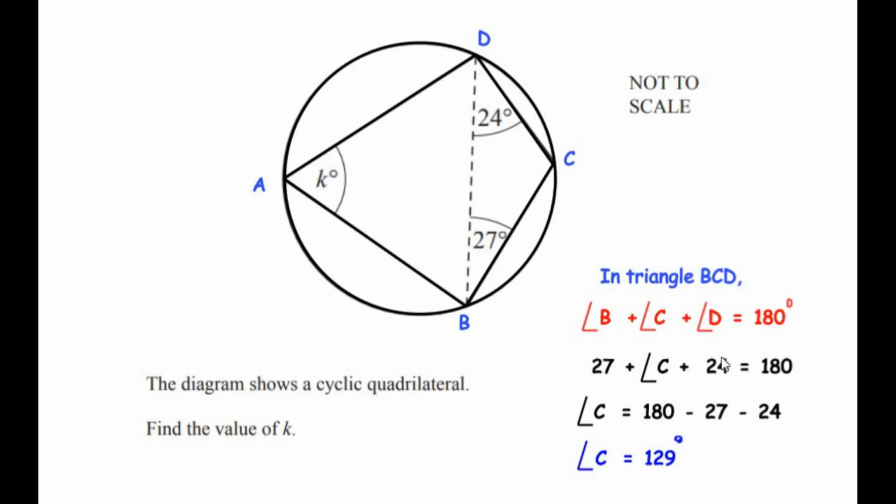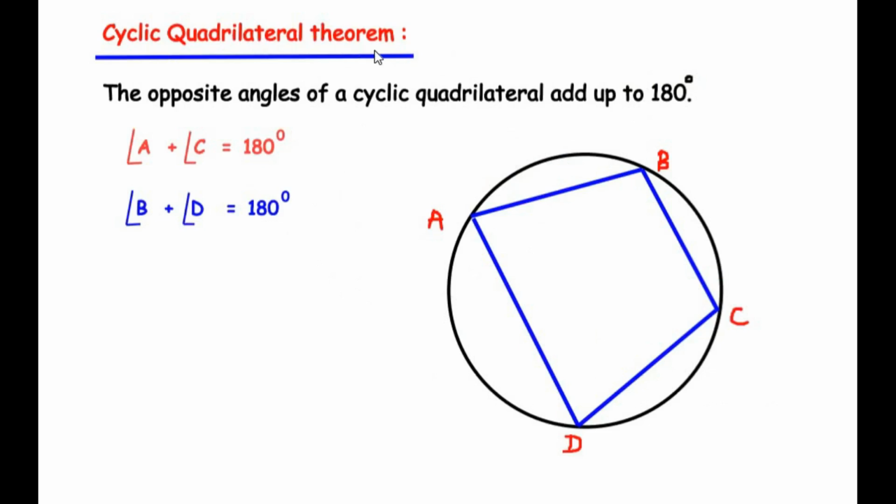Now taking 27 and 24 on the other side of the equal to sign, we get the value of angle C as 180 minus 27 minus 24, which will simplify as 129 degrees. So let me write here. Now once we have found out the value of angle C, let us try to find out the value of angle A by using a circle theorem, which is the cyclic quadrilateral theorem. It states that the opposite angles of a cyclic quadrilateral add up to 180 degrees. Now you can see that we have drawn a circle, and within the circle we have drawn a quadrilateral, and it is cyclic because all the vertices of the quadrilateral touch the circle.